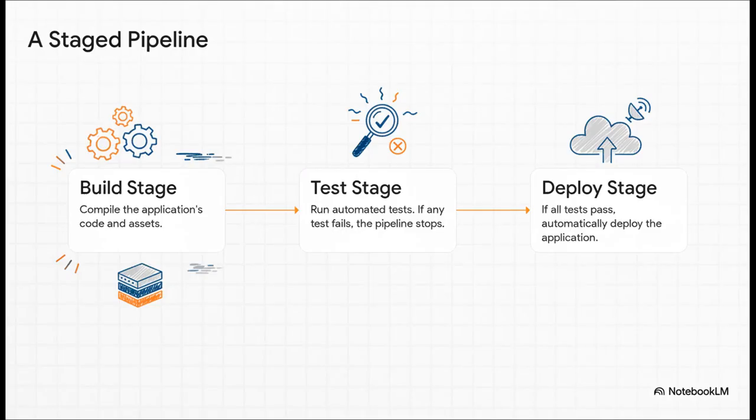You can also structure your whole pipeline into logical stages. A really common pattern is to have a build stage, then a test stage, and finally a deploy stage. And here's the crucial part. If any job in the test stage fails, the entire pipeline just stops. The deploy stage is never even started. This is your safety net. It physically prevents a broken build from ever reaching your users.